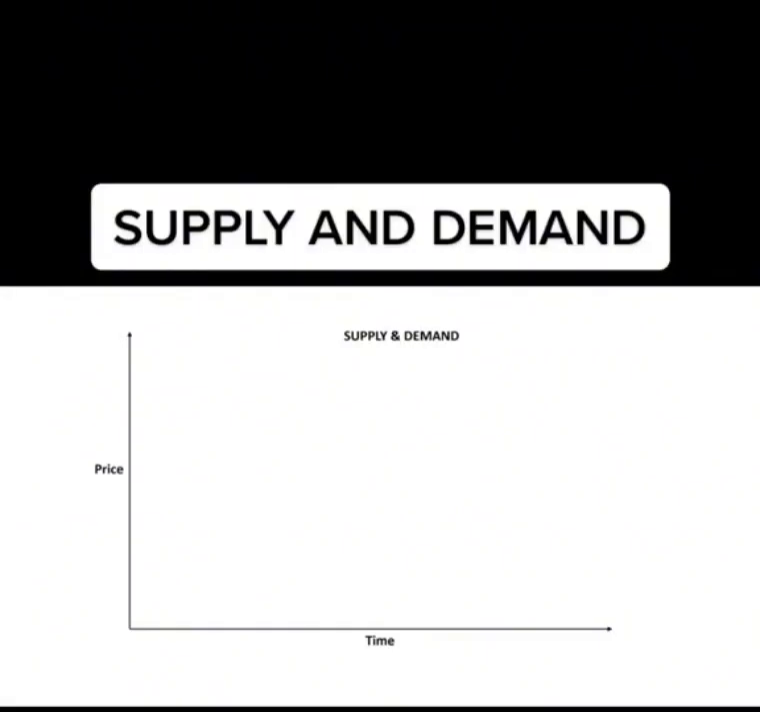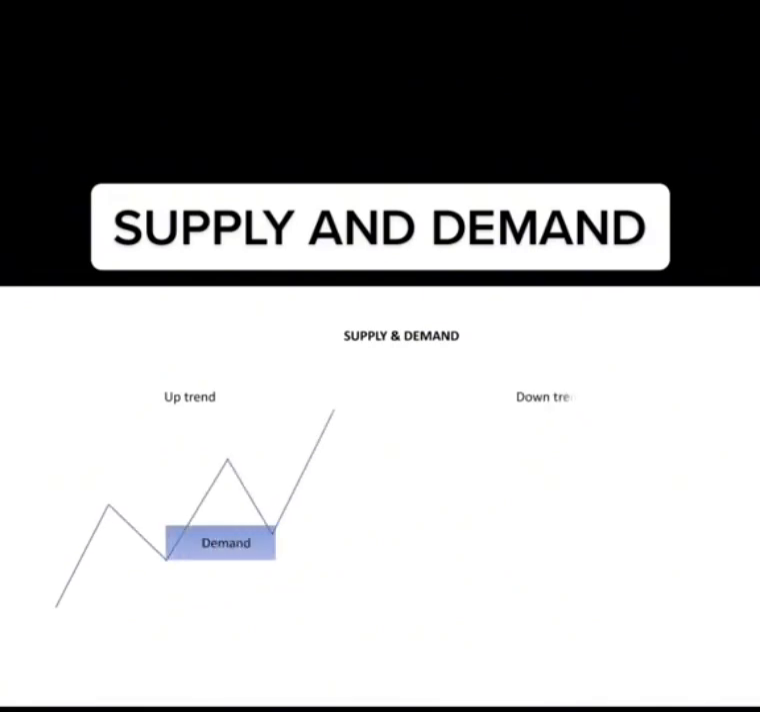Supply and demand is what determines market direction. That is to say, when the demand is high, price moves up, and when supply is high, price moves down. In simple terms, in an uptrend, demand is in control, and in a downtrend, supply is in control.